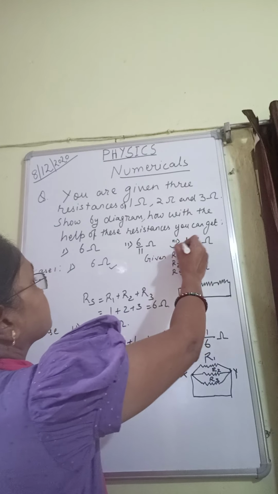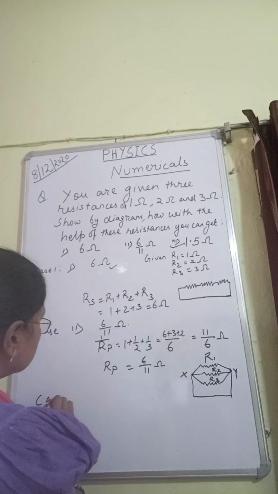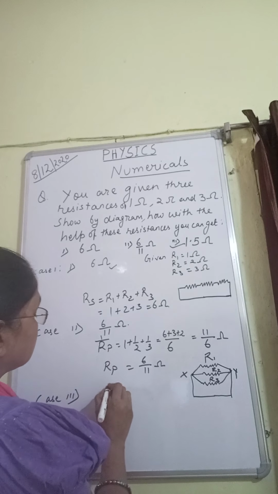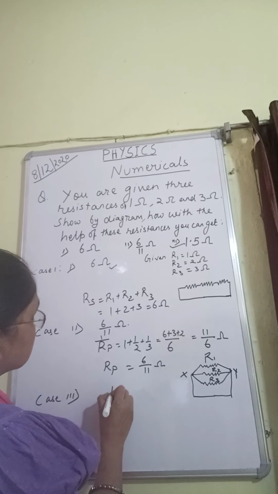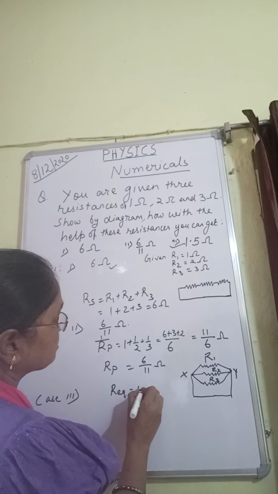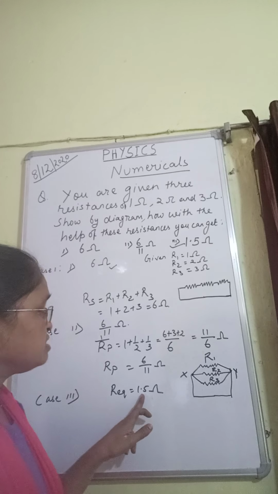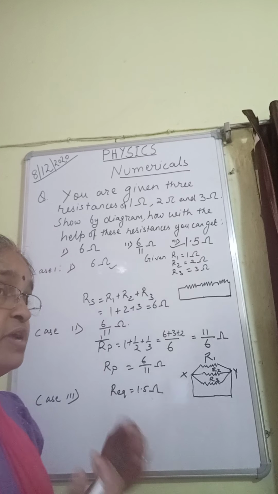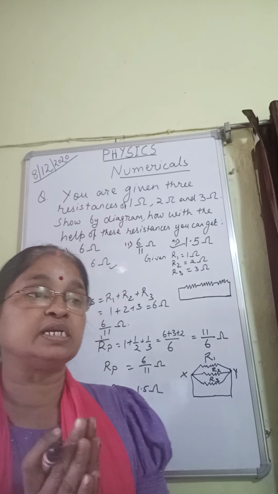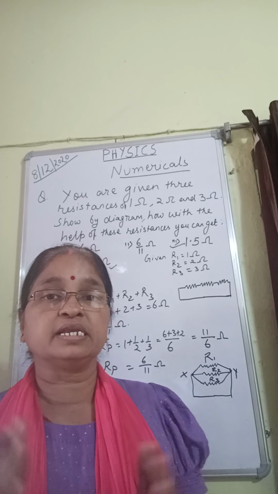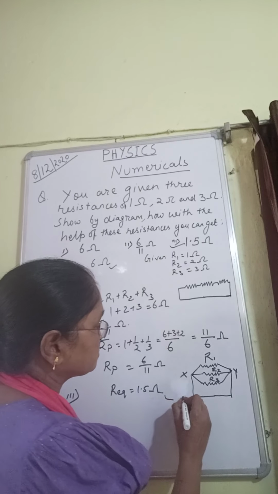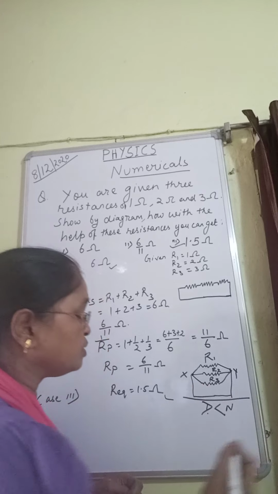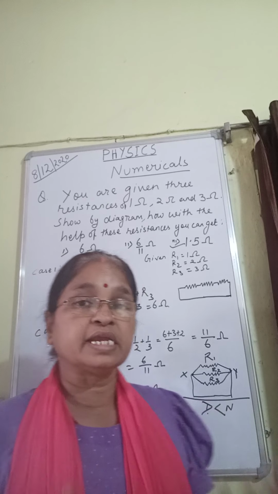Let's see the third case. Case 3, we have to connect and get R equivalent 1.5 ohm. So students, see here, we have got 1.5 ohm, that means greater than 1. Whenever the denominator is less than the numerator, then only the answer will come greater than 1.